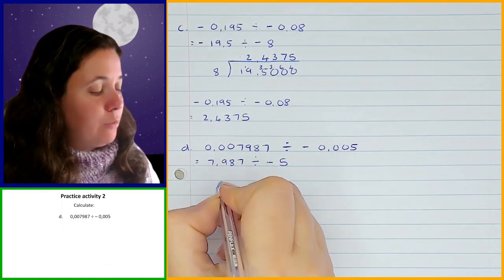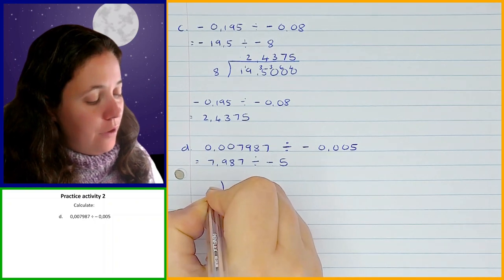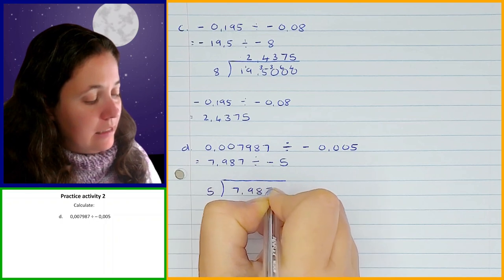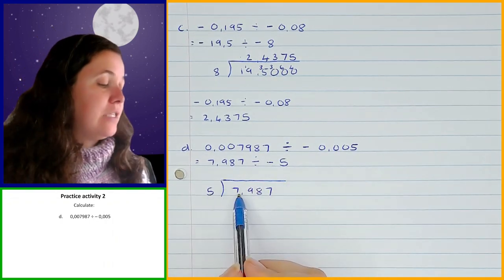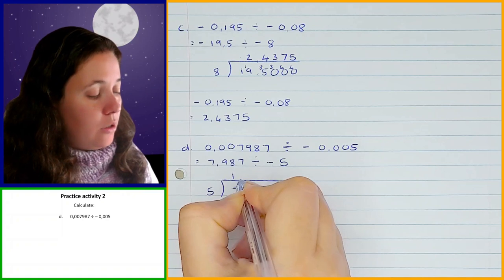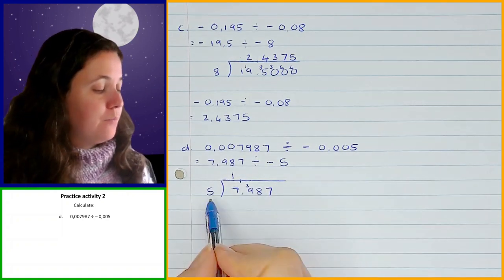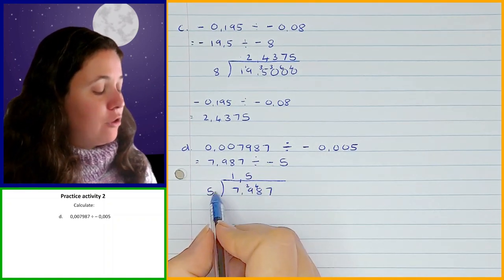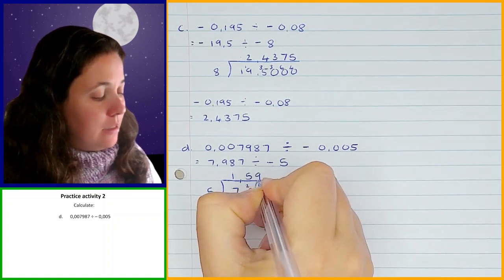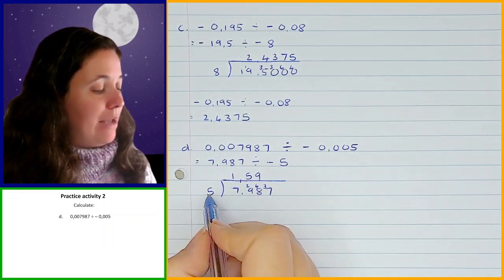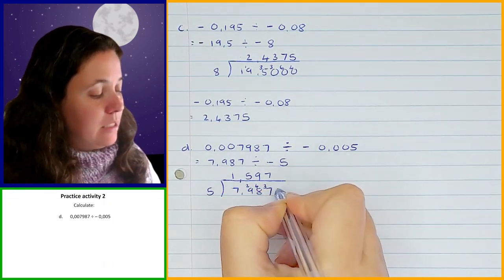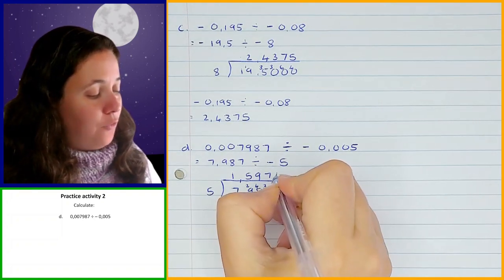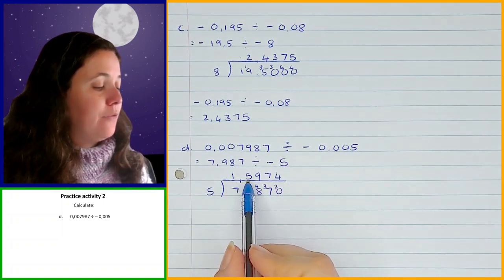Okay, so now I'm going to go and do my division. I've got 5 outside over here, and inside I've got 7,987. Okay, so first, 5 does go into 7. It goes in once. There's a comma, and then a remainder of 2. 5 goes into 29 5 times with a remainder of 4. 5 goes into 48 9 times with a remainder of 3. 5 goes into 37 7 times. Put a 0 down so that I can put down my remainder of 2. And then 5 goes into 20 4 times. So here you should have got 1.5974.